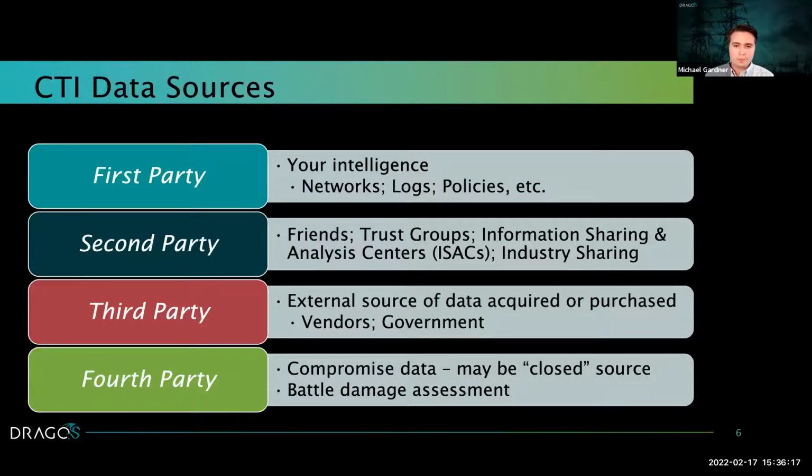And then we have fourth party, and this is usually what we call closed source, meaning it might be from the dark web or a leak published by an attacker. And this can enable things like battle damage assessments to further contextualize the threat. And so when you start to combine all of these together, you start to have really foundational collection for your threat intelligence program.